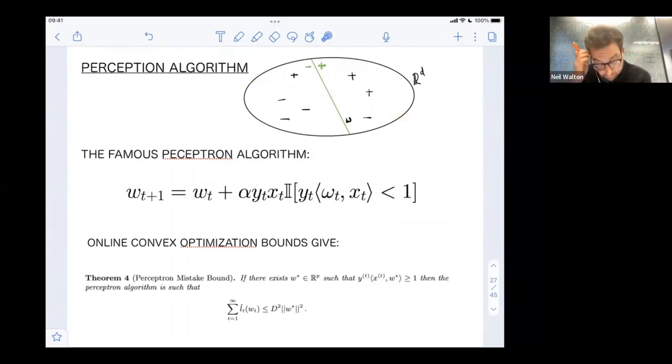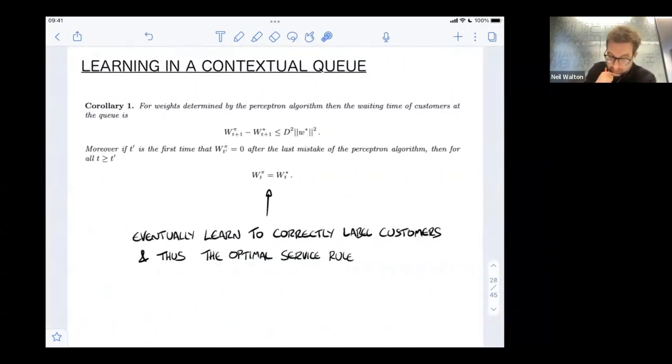Okay, all right. So we can use this perceptron mistake bound and plug it back into that theorem that we wrote down earlier. In particular, what we can say is that if you use the perceptron algorithm for categorizing the different customers' contexts as they come in, then the number of mistakes the algorithm is going to make is constant, okay? Which means that the queue length is within a constant of the optimal behavior. And indeed, after some fixed period of time, you're actually going to achieve the optimal performance thereafter, okay?